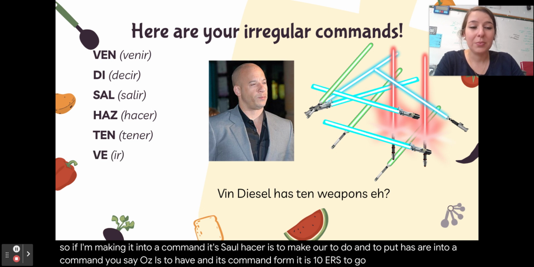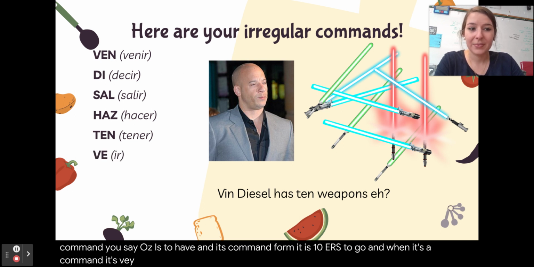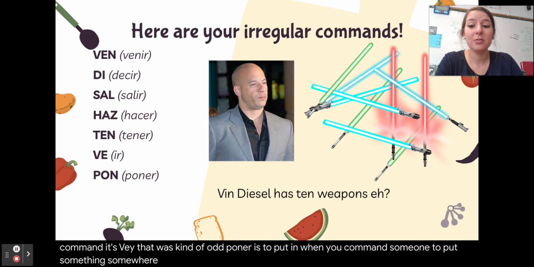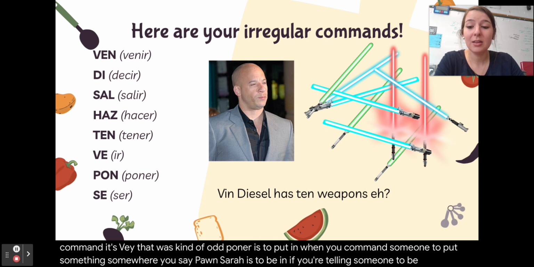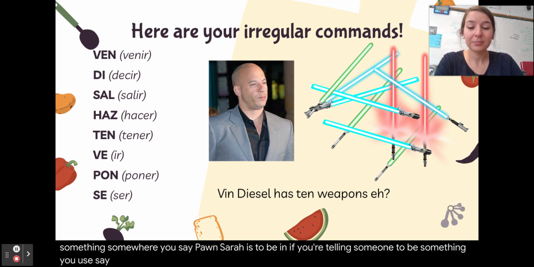Ir is to go, and when it's a command, it's ve. That one's kind of odd. Poner is to put, and when you command someone to put something somewhere, you say pon. Ser is to be, and if you're telling someone to be something, you use se.